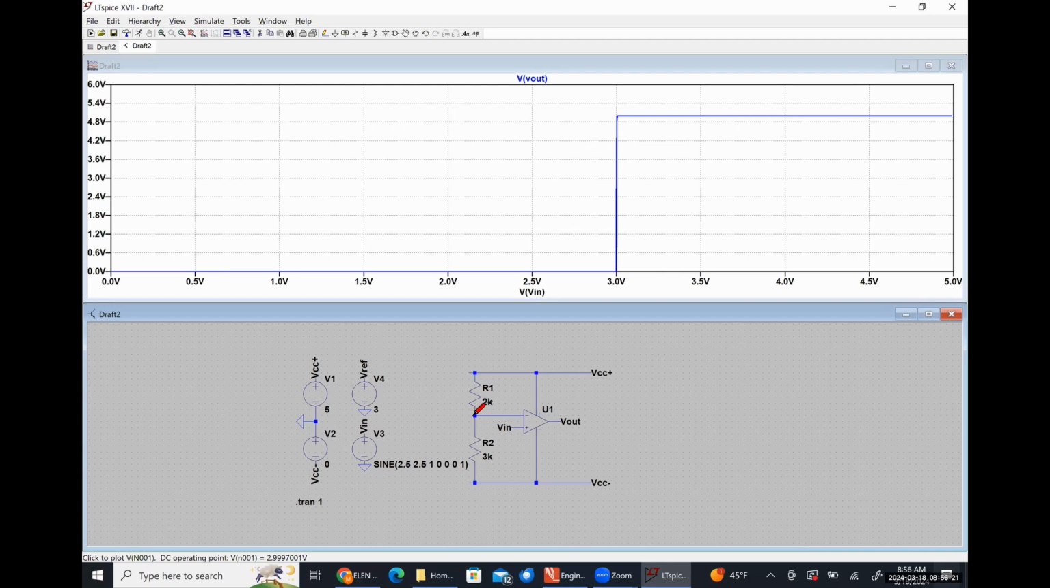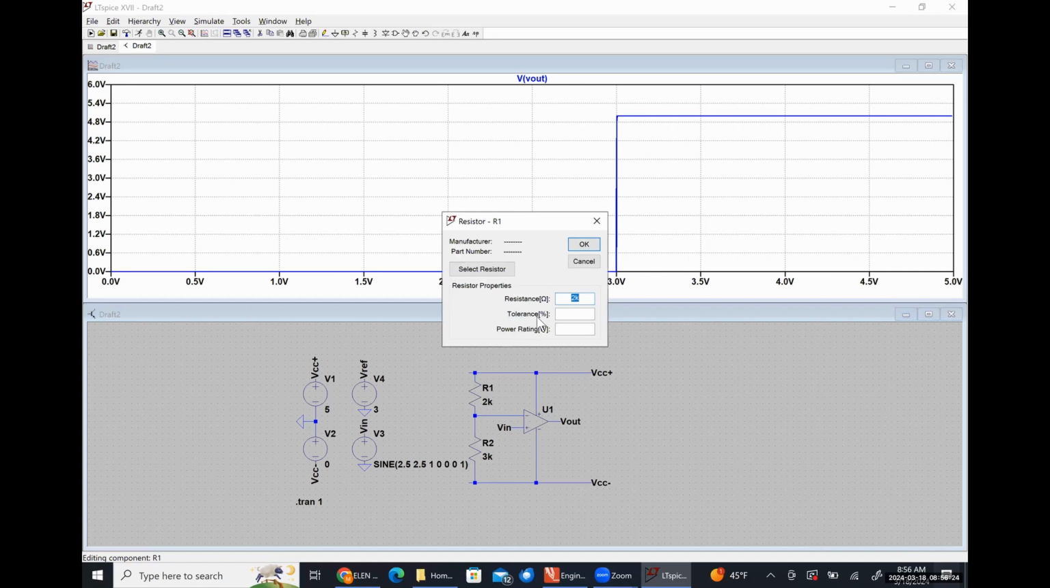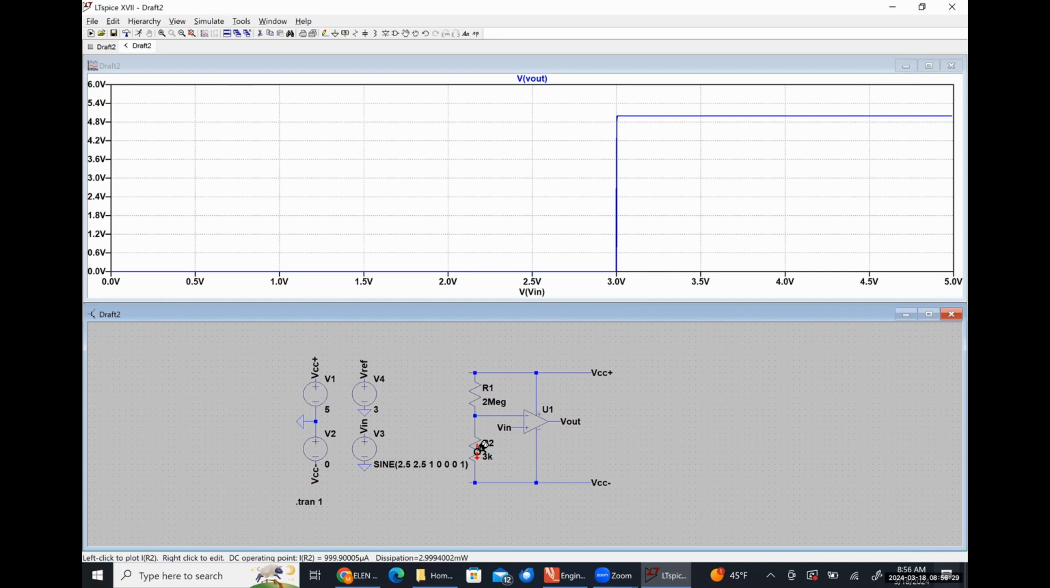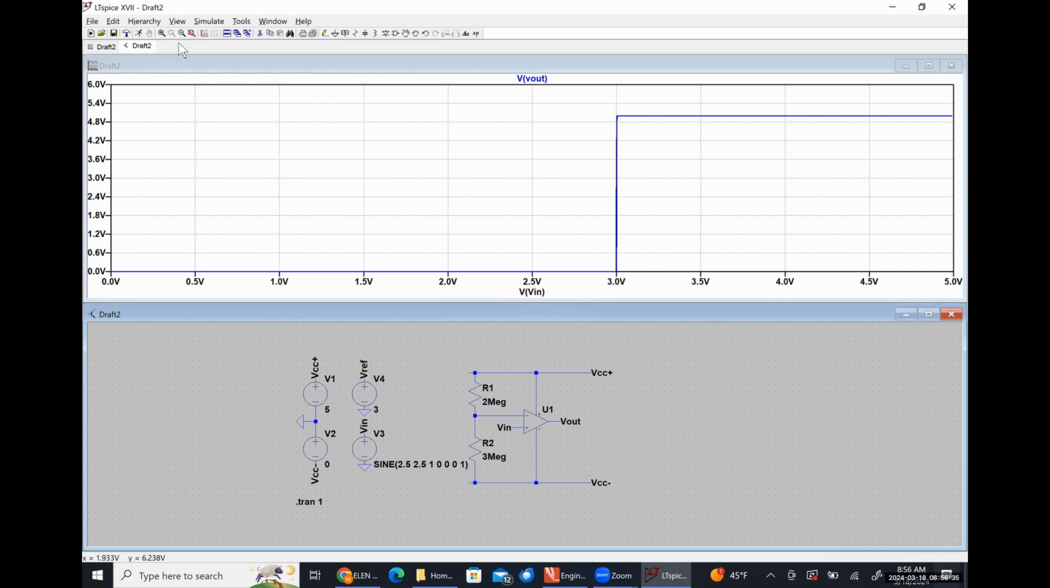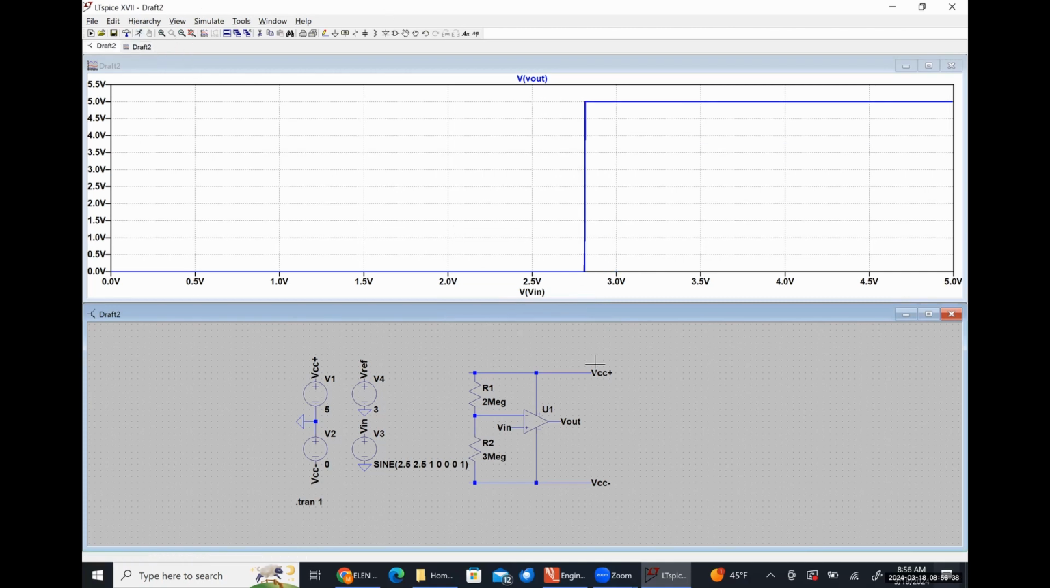Okay. If we were to do something like put megaohm sized resistors here, now our curve has changed appreciably because our reference voltage is significantly away from that 3 volts, right? If we look at our DC operating point, our reference voltage is now at 2.8125 volts.